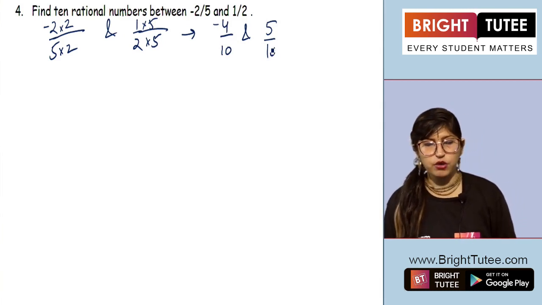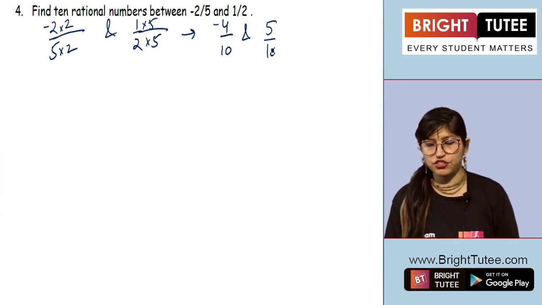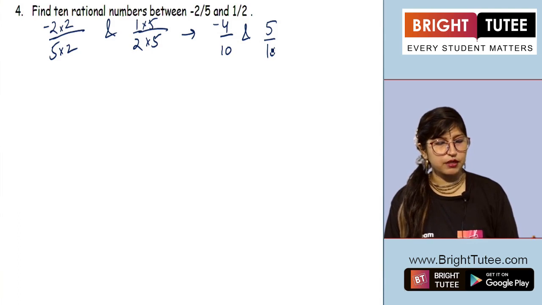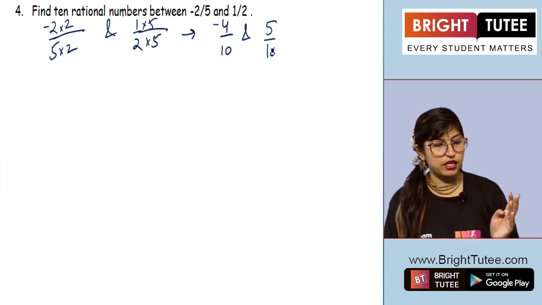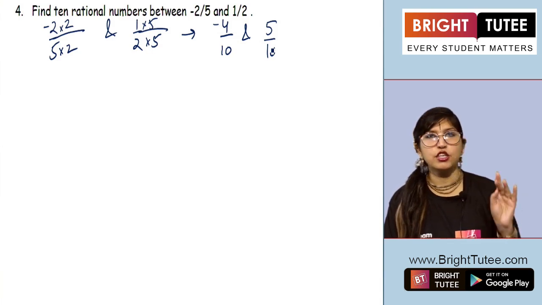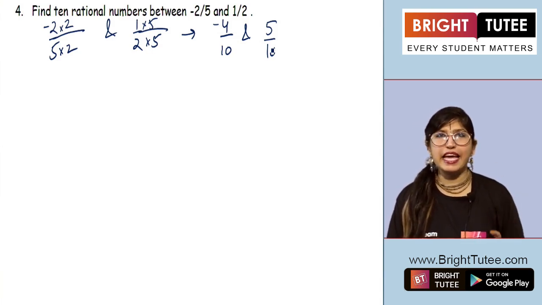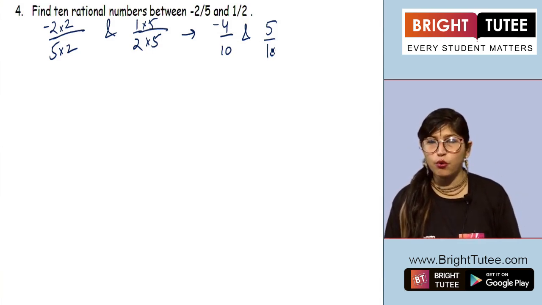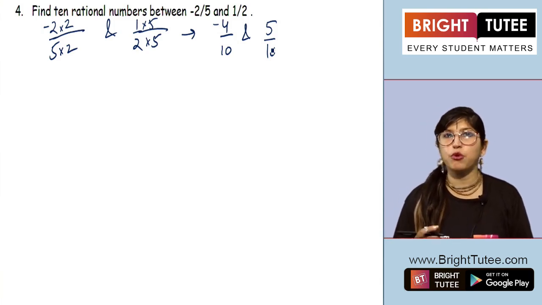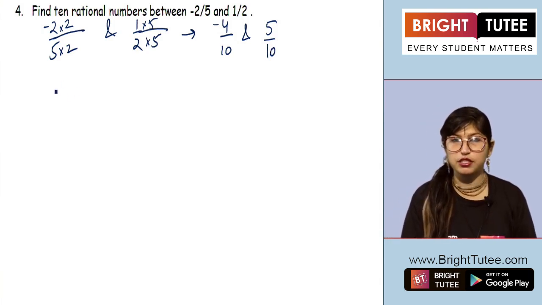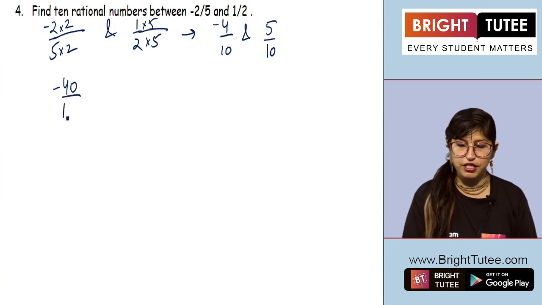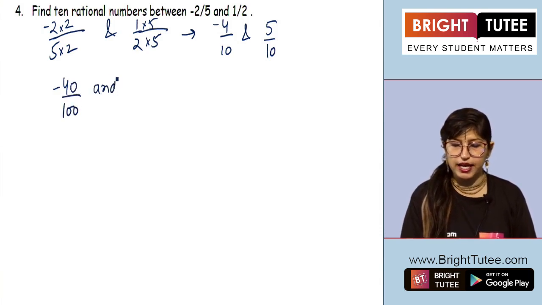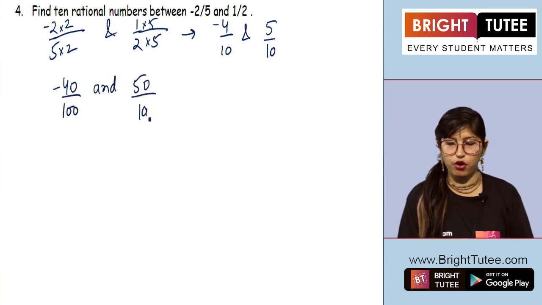Now they're asking about 10 rational numbers. So if you just check that out, minus 3 by 10, minus 2 by 10, minus 1 by 10, 0 by 10, 1 by 10, 2 by 10, 3 by 10 and 4 by 10. So ultimately we will be getting 8 rational numbers between them. So we'll be multiplying both of them, that means numerator and denominator, by 10. So we'll be getting minus 40 upon 100 and 50 upon 100.